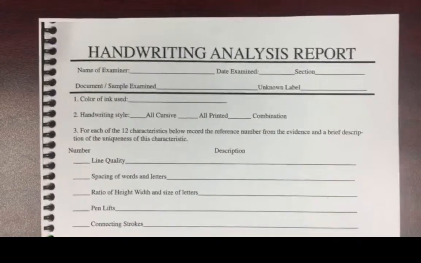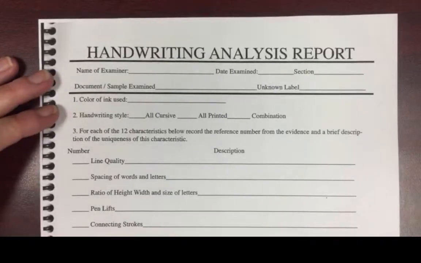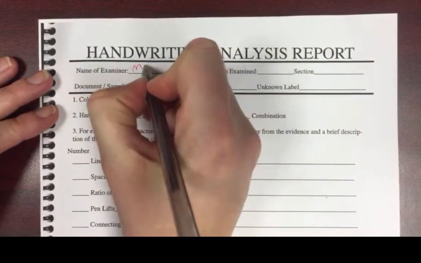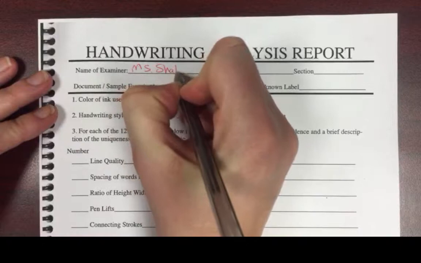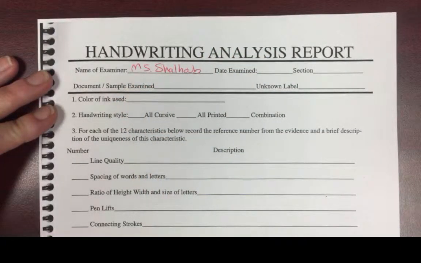You're also going to need a copy of the handwriting analysis report. You're going to be filling in the top of the report. The name of the examiner is you, so you're going to fill in your name at the top of the paper. The date and section are not important.